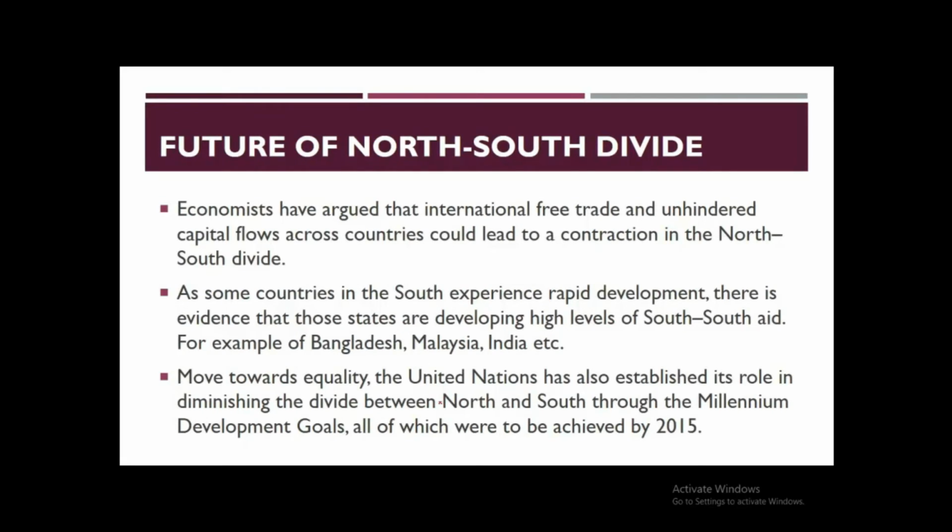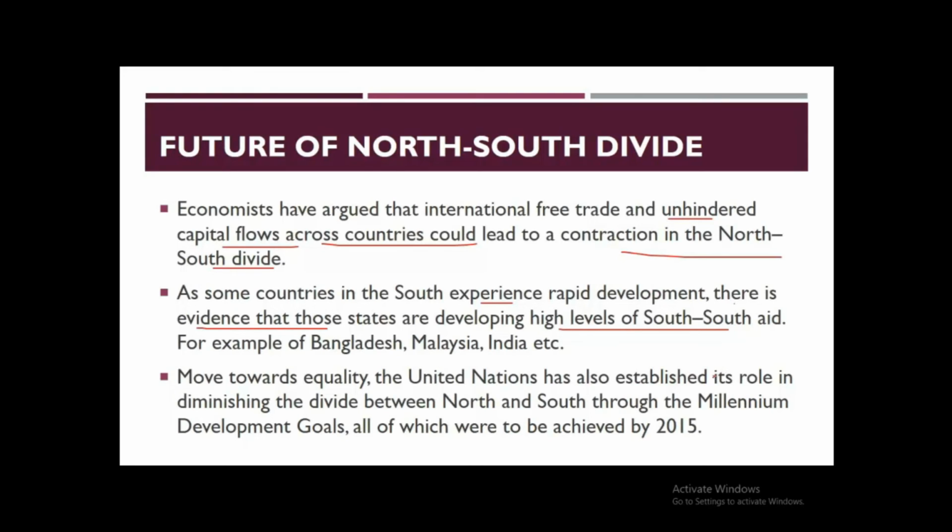Economists have argued that international free trade and unhindered capital flows across countries could lead to a contraction in the North-South divide. That's what the future of the North-South division is, according to economists. As some countries in the South experienced rapid development, there is evidence that those states are developing high levels of South-South trade. So there is interconnection between the southern states, and they are growing with each other, like Bangladesh, Malaysia, the Asian tigers, India, etc.